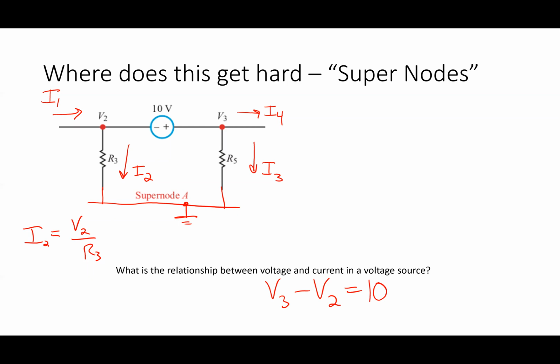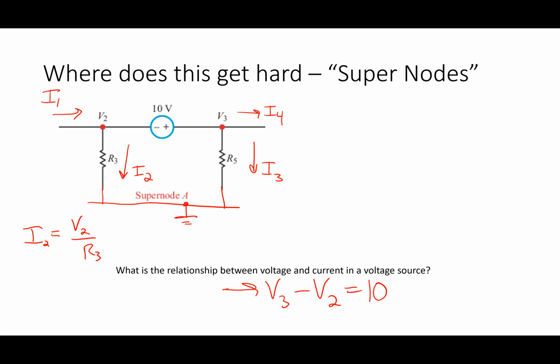Well, that's KVL, isn't it? KVL around a loop right here. This guy is V2 with respect to ground. This guy is V3 with respect to ground. If I do a KVL around that loop, that statement results. V3 minus V2 is 10 volts. Just a KVL statement.